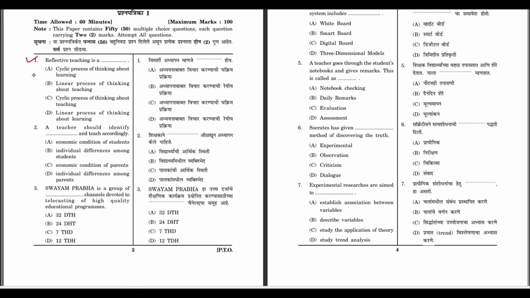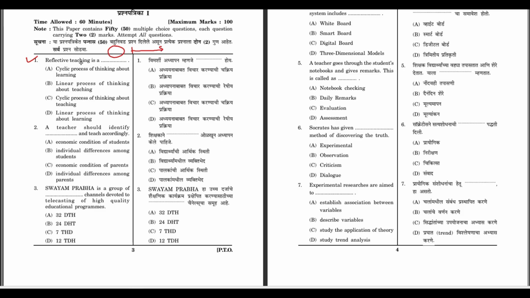Reflective teaching is a cyclical process of thinking about learning, a linear process of thinking about teaching, a cyclical process of thinking about teaching, or a linear process of thinking about learning. Cyclical process means circular in nature, a continuous process. And linear process means one line process, that is a one-time process.